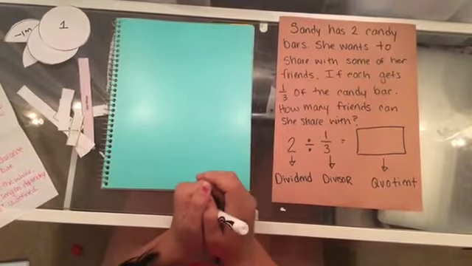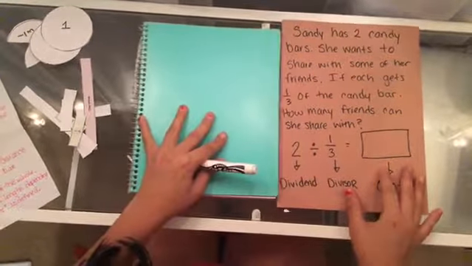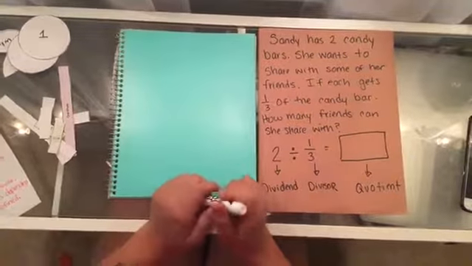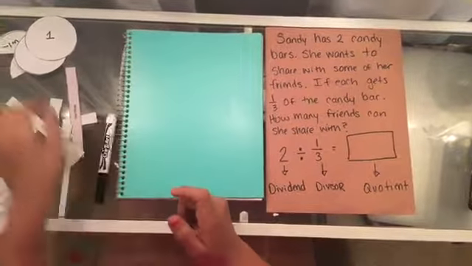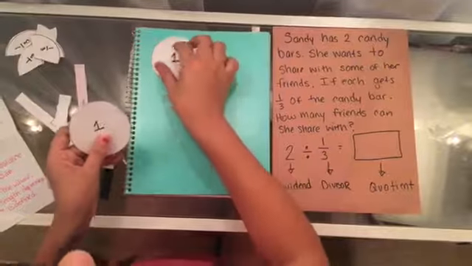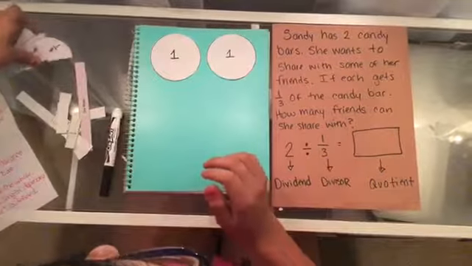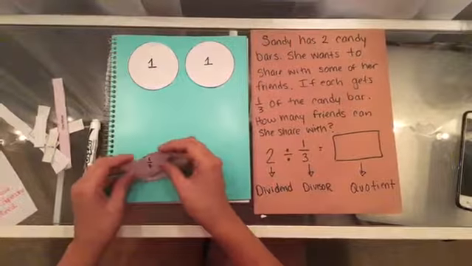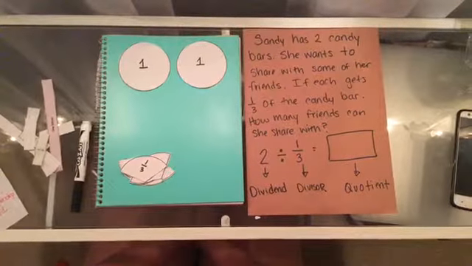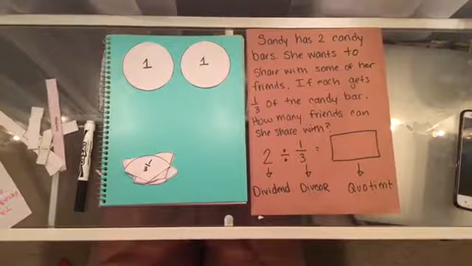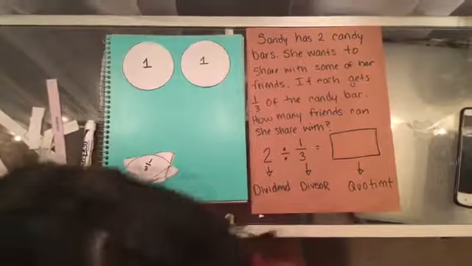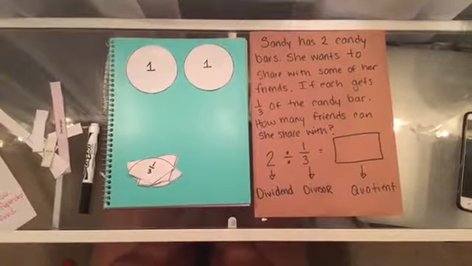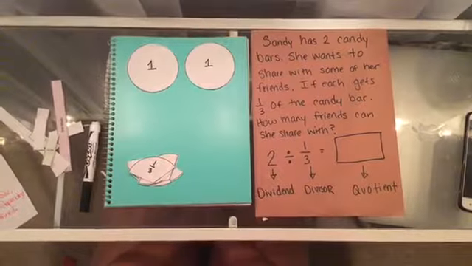Okay, to solve this problem, I'm going to be using 2 different models. The first model that I'm going to be using is an area model, and I'm going to be using these fraction circles. In the area model, quantity is represented by area. The whole is represented with the area of the region, and the parts or the portions of the whole are also represented with the area of a region.